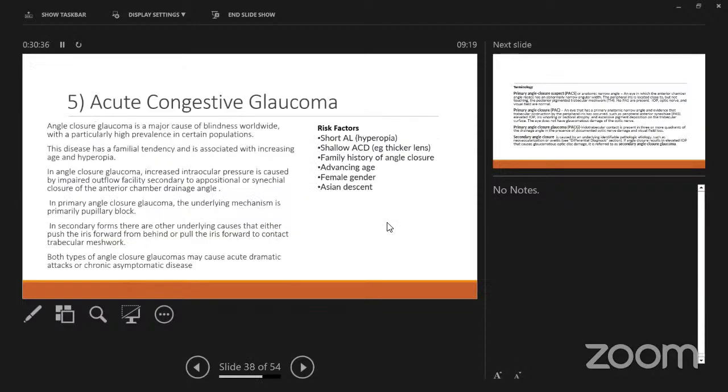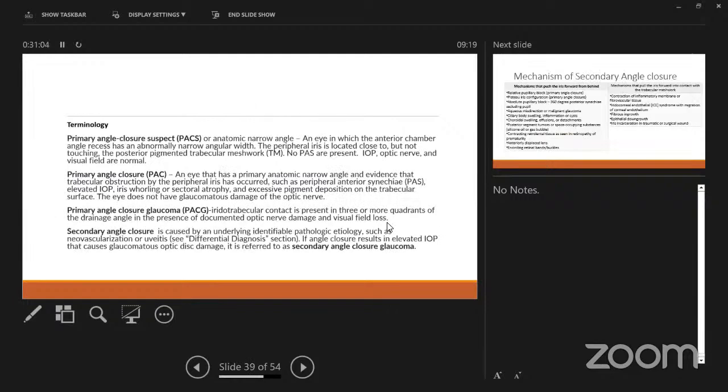So in angle closure glaucoma, there is increased intraocular pressure, which is caused by impaired outflow facility secondary to appositional or synechial closure. It can be either primary or secondary. In primary, the underlying mechanism is pupillary block, and in secondary, the mechanism is either push or pull of the iris, either push of the iris forward or pull into contact with the trabecular meshwork. Both types of angle closure glaucoma may cause acute dramatic attacks or chronic asymptomatic disease.